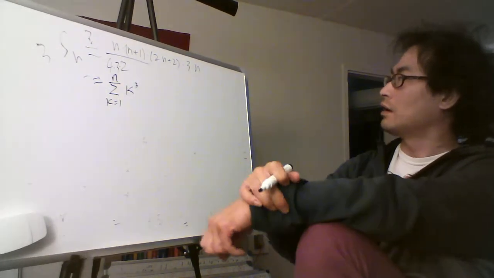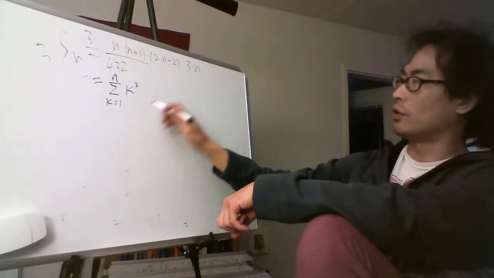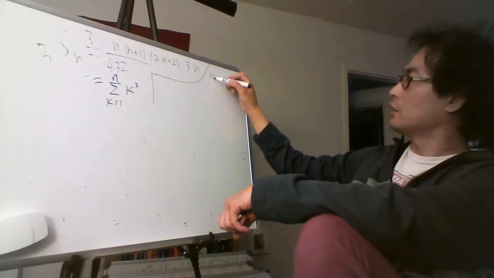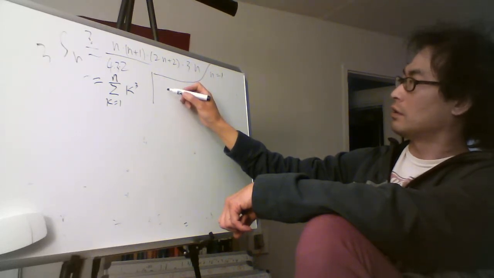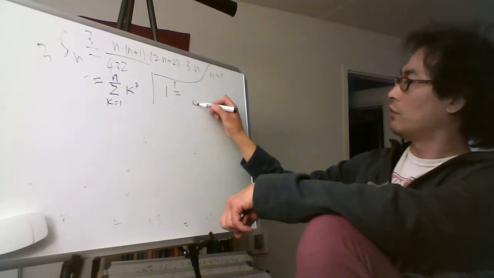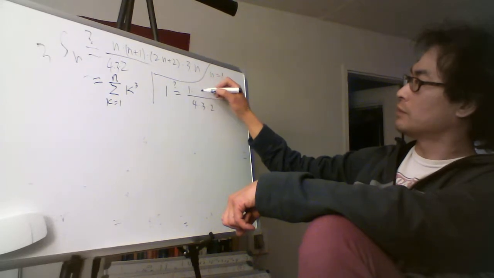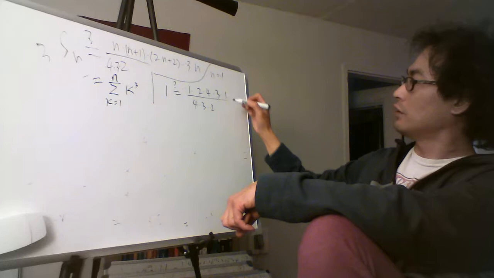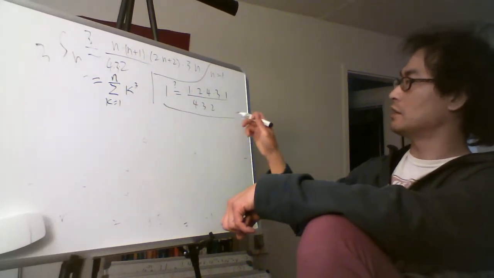Let's prove this when n is equal to 1. So then what? Is 1 equal to 4 times 3 times 2 downstairs, 1 times 2 times 4 times 3 times 1? Yeah. So it satisfies this initial condition.